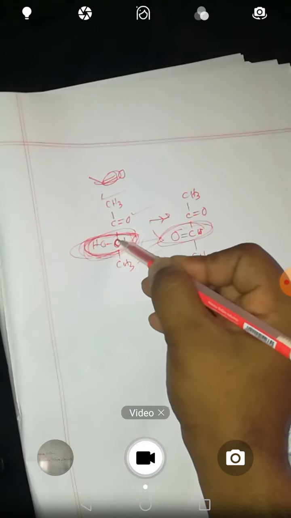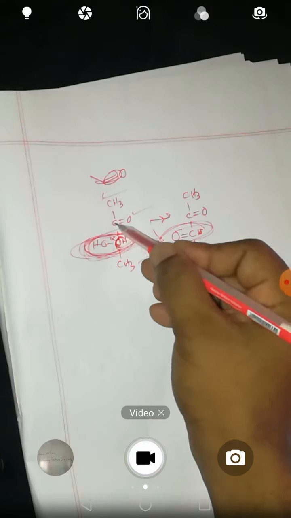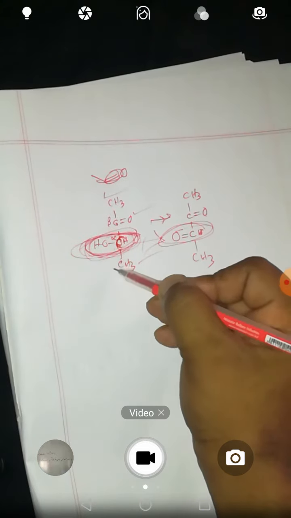Why is this a secondary alcohol? Because if you consider this carbon as the alpha carbon, there are 2 carbon atoms attached to it directly, which we call the beta carbons. The directly attached carbons are the beta carbons. So there are 2 beta carbons, so this carbon must be 2, that means secondary. So this is a secondary alcohol, and secondary alcohols are oxidized to ketones.